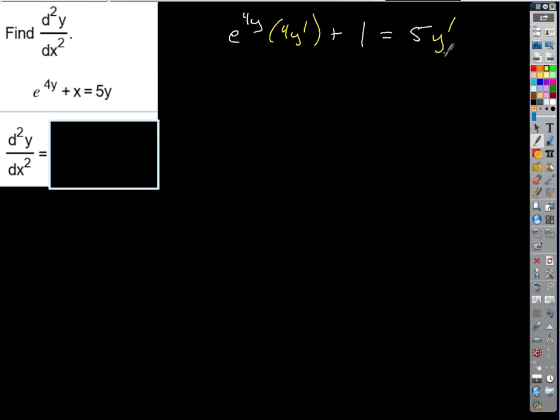And then if I wanted to calculate y double prime, I could just go through and differentiate again, right? So that would give me the product of these two, right? So I get e to the 4y times the derivative of 4y prime, which would be 4y double prime, good, plus 4y prime times the derivative of e to the 4y, which we already did. E to the 4y just gave us that whole thing for the derivative, didn't it?